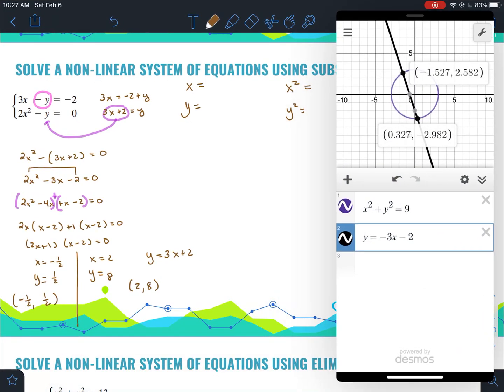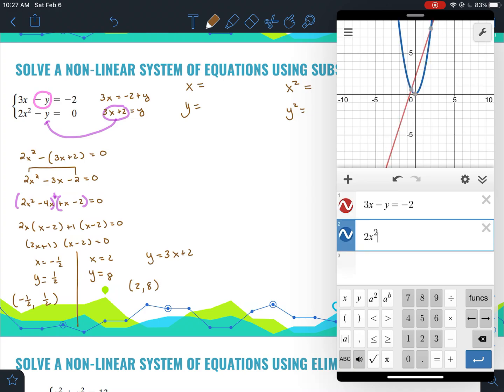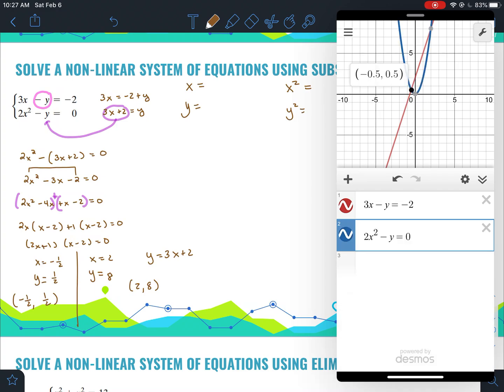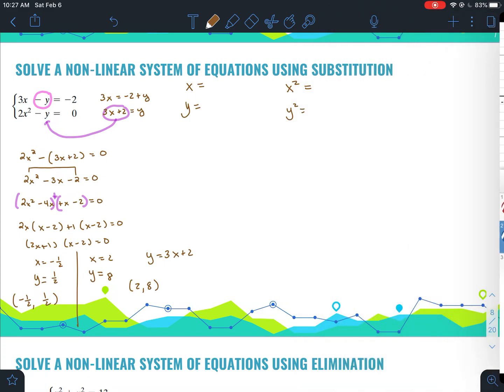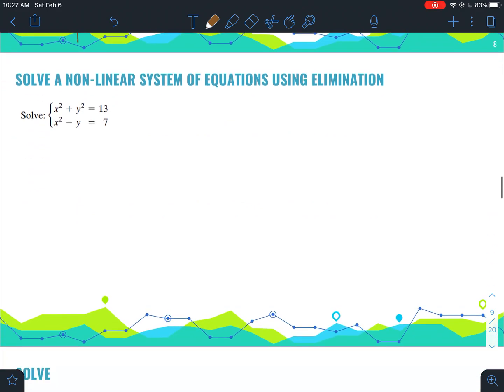We can check by graphing. So if I were to graph those two relations on Desmos, 3x minus y equals -2, and 2x squared minus y equals 0, they would intersect at the points (-1/2, 1/2) and (2, 8), which is exactly what we got when we solved using substitution. You can also solve using elimination.